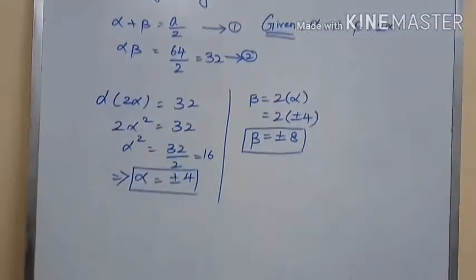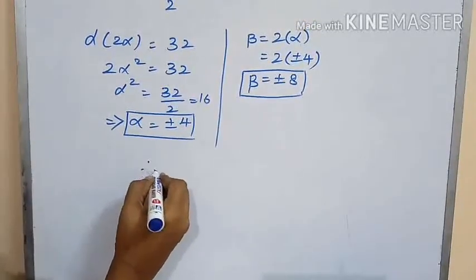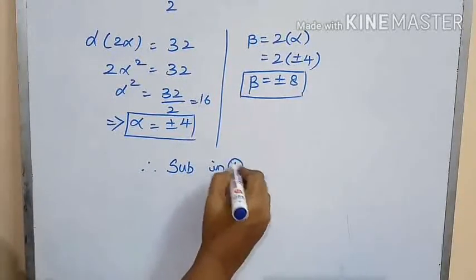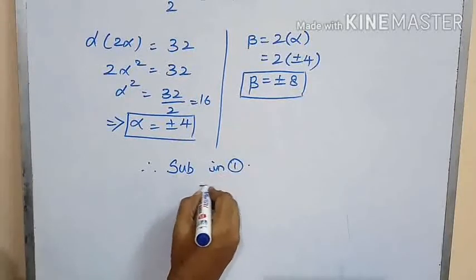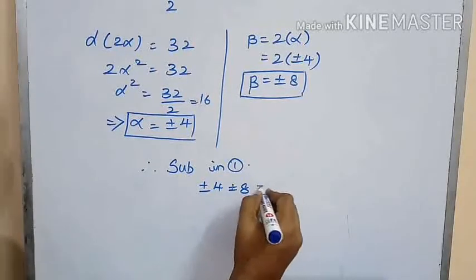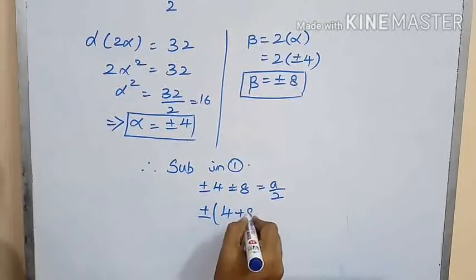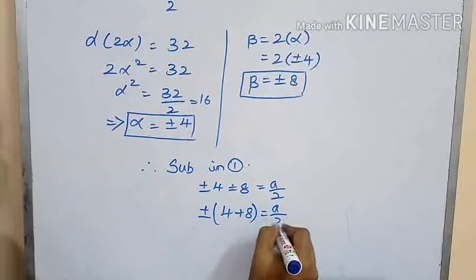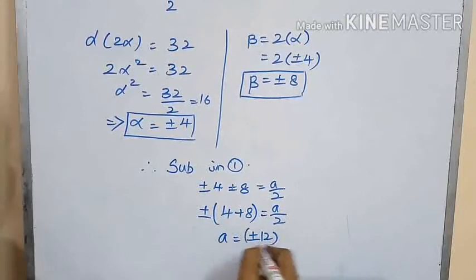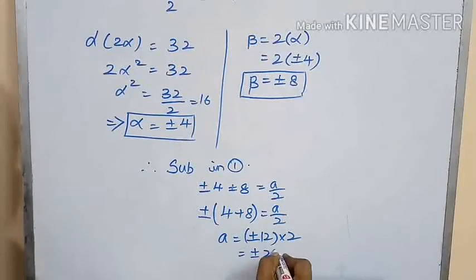Now let us substitute these two values in equation 1. Therefore, we get plus or minus 4 plus or minus 8 is equal to a by 2. So we get plus or minus 12 is equal to a by 2. So a is equal to plus or minus 24. That's the final answer.